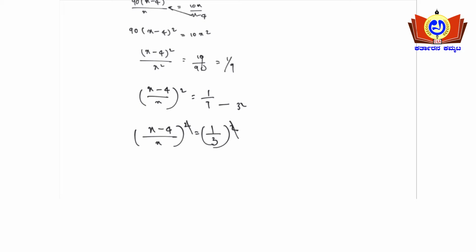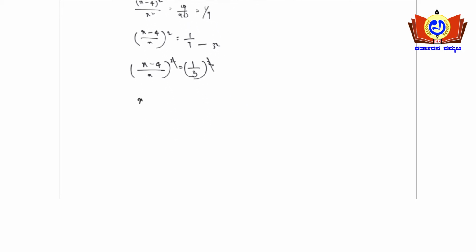The square gets cancelled, and x minus 4 by x will be equal to 1 by 3. So 3 times x minus 4, 3 fours are 12, will be equal to x. So 3x minus 12 equals x, and 3x minus x will be 12. So 2x will be 12, and x will be 6 here.